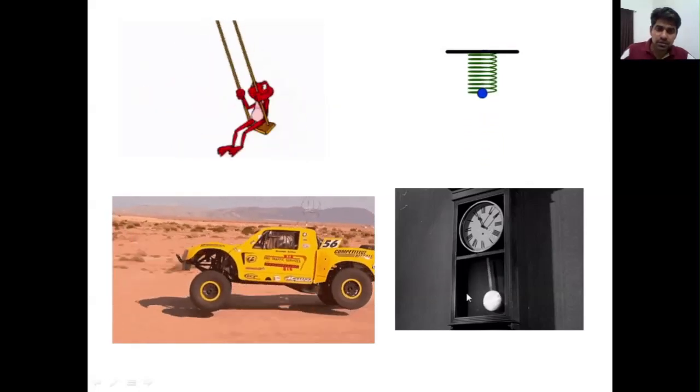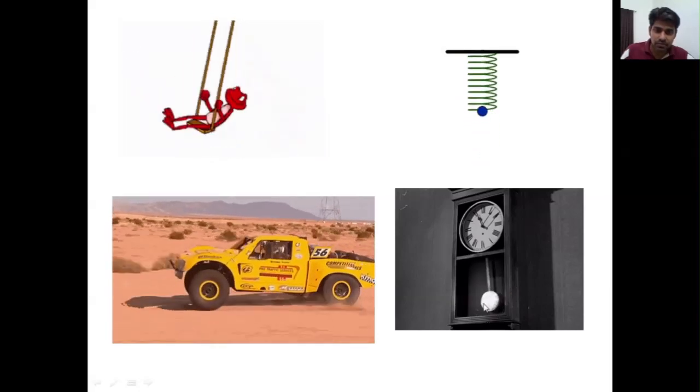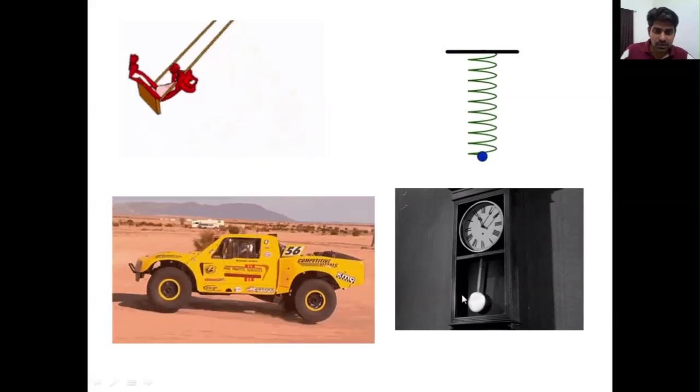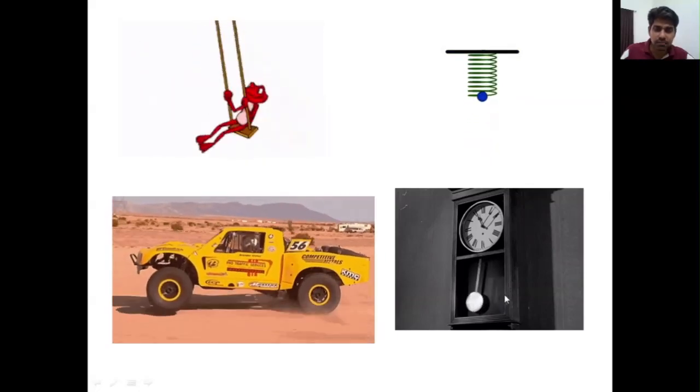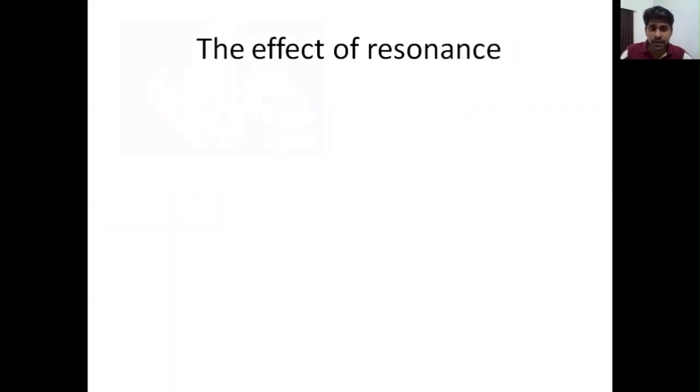Similarly, this is our grandfather clock. So what is happening here? Here the pendulum is moving just like the swing case. It is following a particular path, going to and fro in the same path. So these are a few examples of simple harmonic motion.